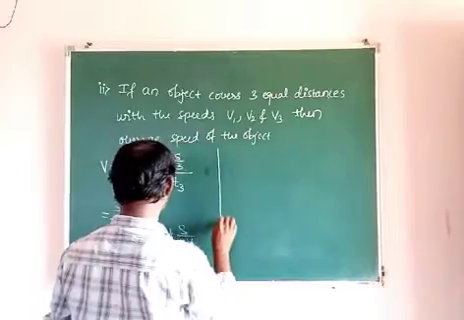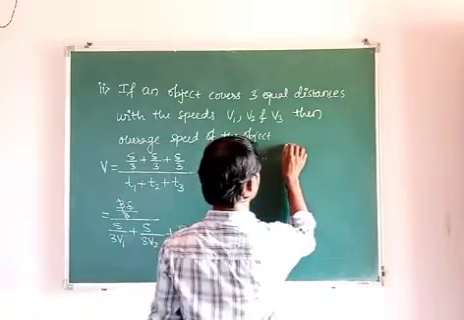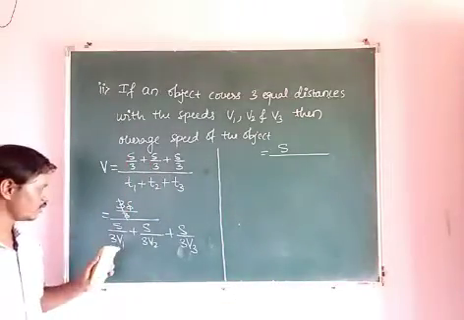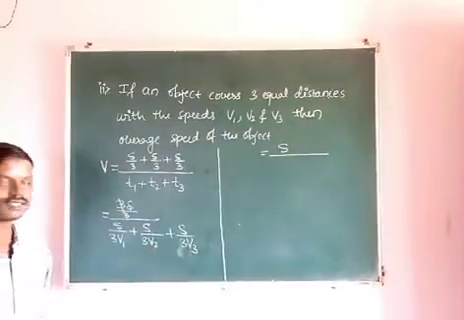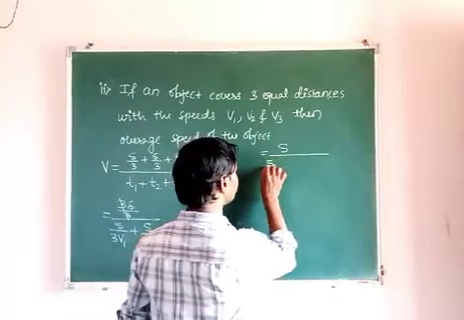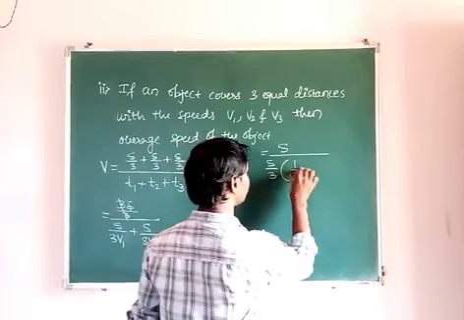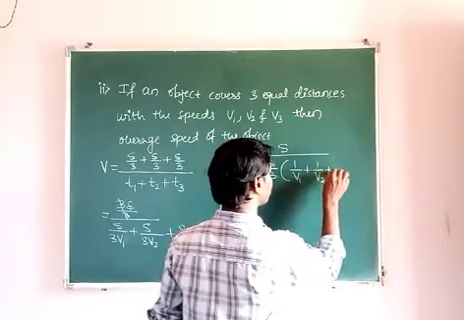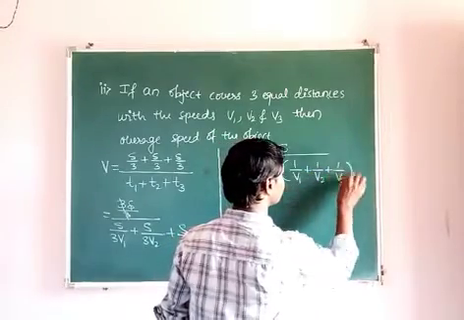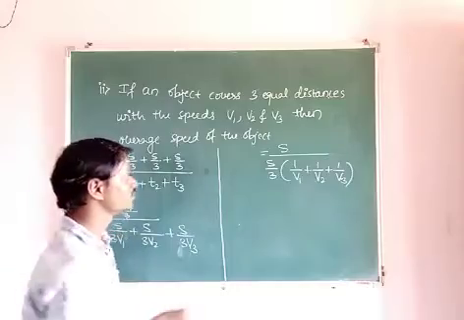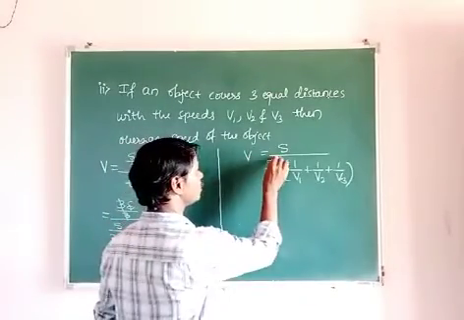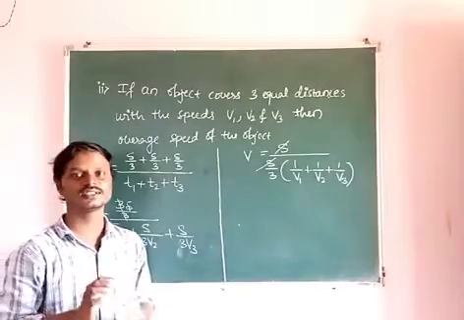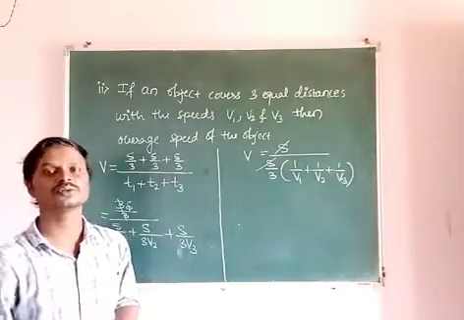Okay, so the 3 gets cancelled. What remains is S in the numerator. In the denominator, S by 3 is common, leaving 1 by V1 plus 1 by V2 plus 1 by V3. Then it is the average speed. S gets cancelled. Here S is nothing but the total distance traveled by the object in its total motion.